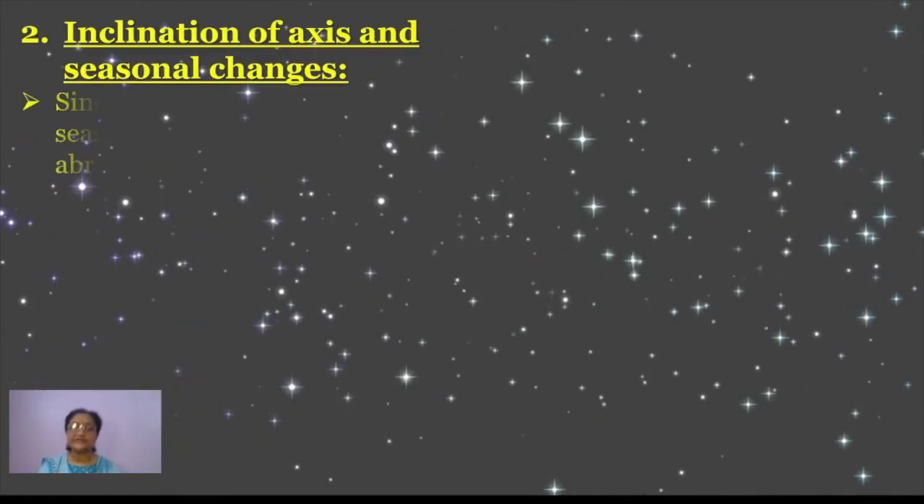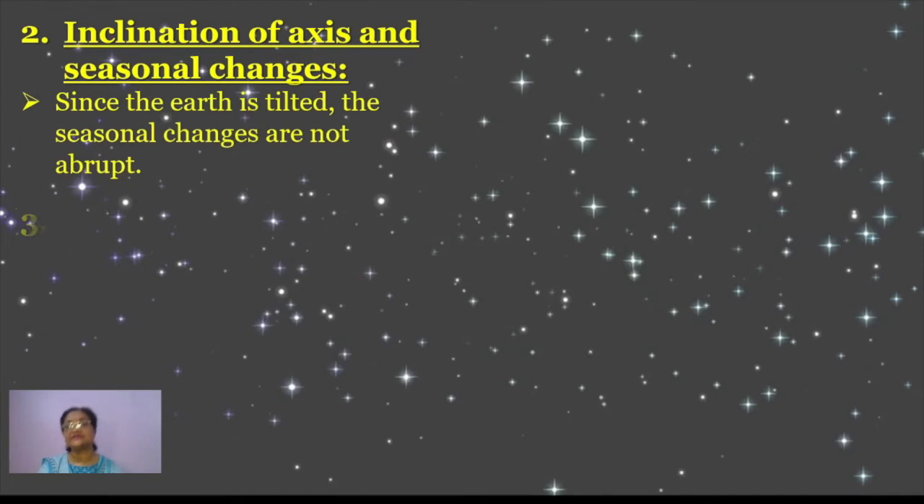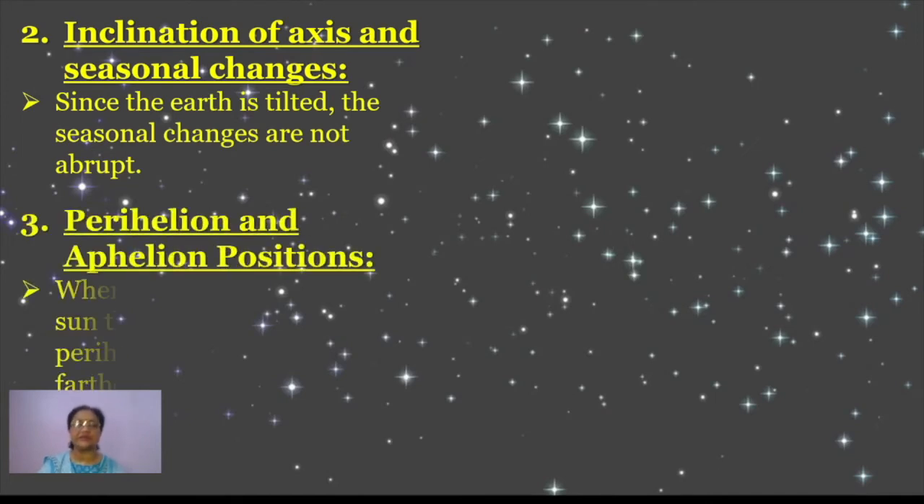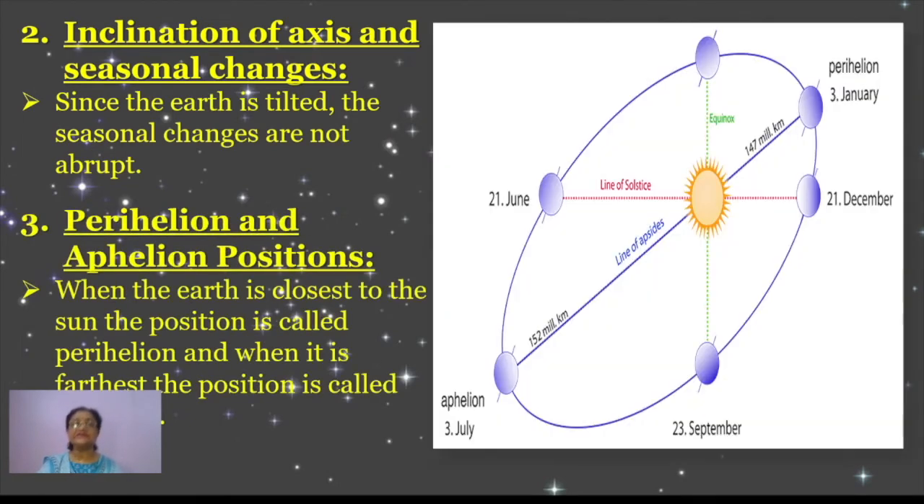Next is inclination of axis and seasonal changes. This we have discussed just now in the earlier part. As the earth is tilted, the seasonal changes are not abrupt. This you should understand. Always there is a gradual change in the seasons. This is an important effect of the inclination of axis on the season and the seasonal changes, and it is basically because of the revolution movement.